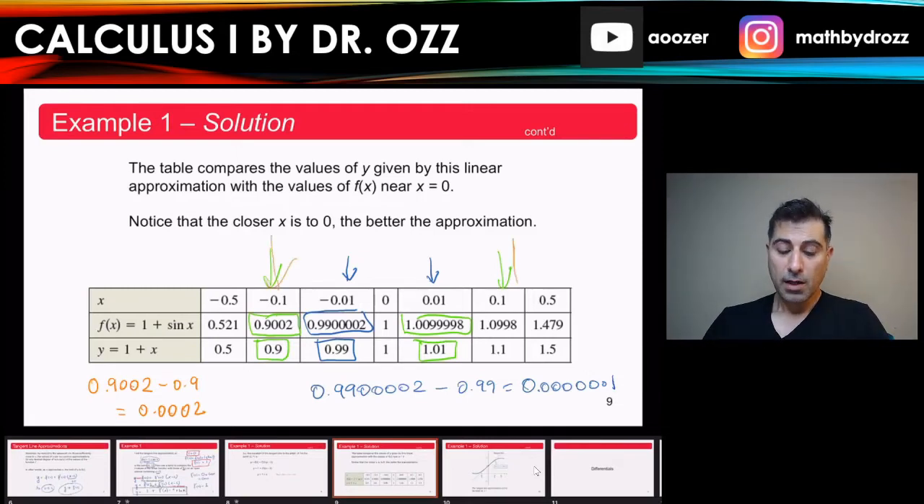Okay. And if you look at the endpoints of the interval, the actual value of the function at one of the endpoints is 0.521, and then the approximated value is like 0.5. The difference is still at the level of 10 to the minus 2.